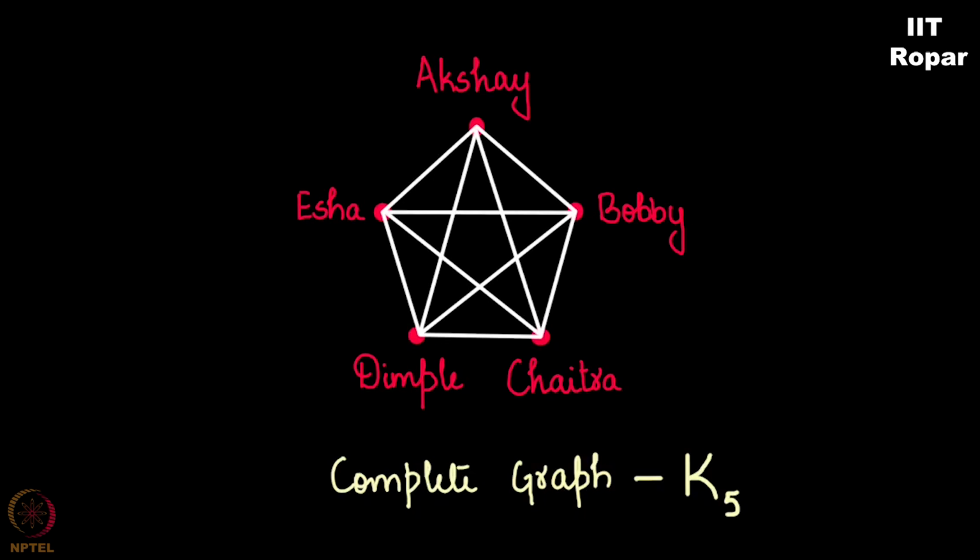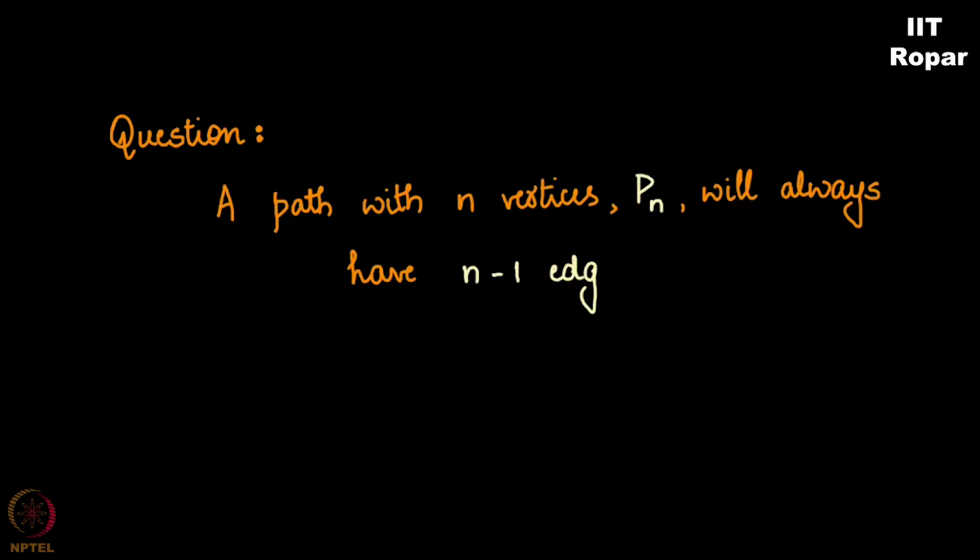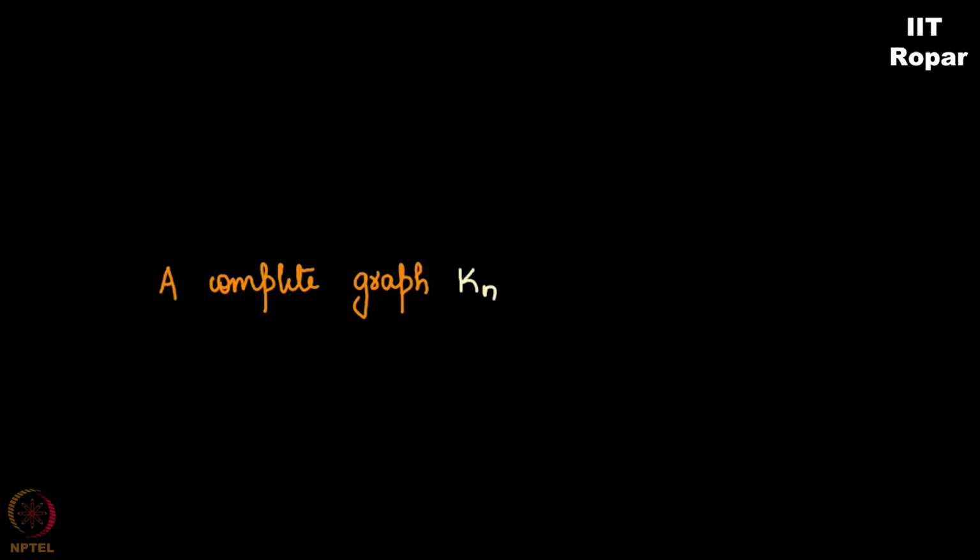Now, here is a question for you all. Think about it. A path Pn, with number of nodes n, will always have n minus 1 edges. Do you observe that? A complete graph Kn of n nodes will always have how many edges? Can you guess? It will be n minus 1. How many edges does K5 have?